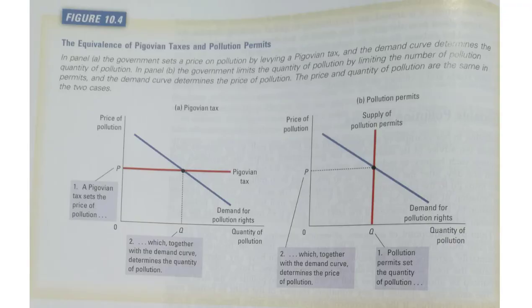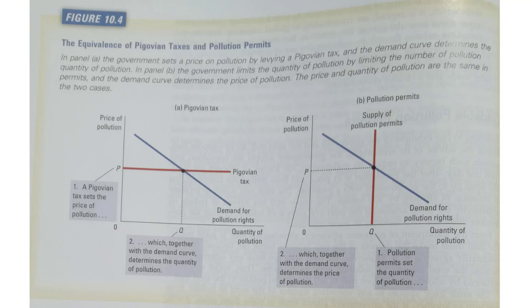And the equivalence of Pigovian taxes and pollution permits. So in panel A, the government sets a price on pollution by levying a tax, and the demand curve determines the quantity of pollution. In panel B, the government limits the quantity of pollution by limiting the number of pollution permits, and the demand curve determines the price of pollution. The price and quantity of pollution are the same in the two cases.